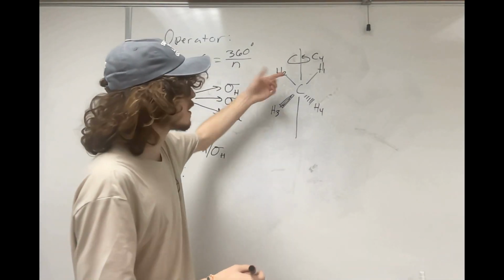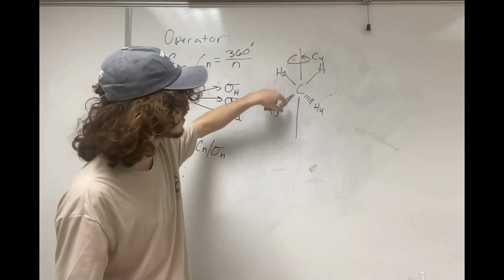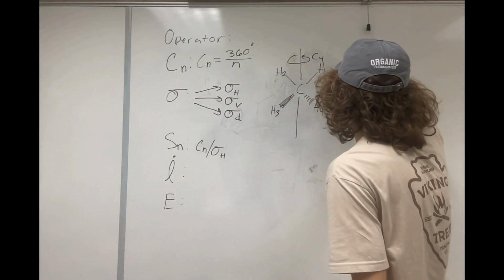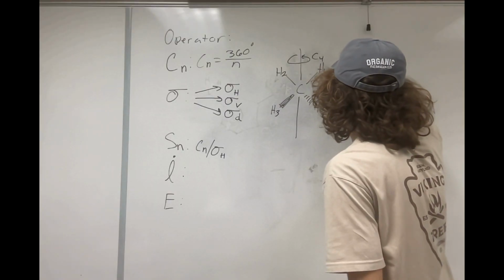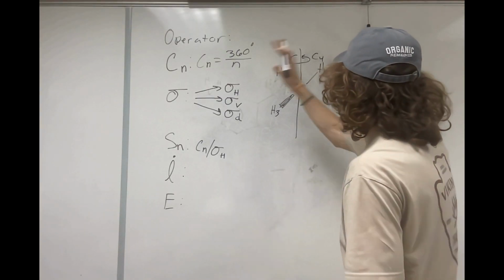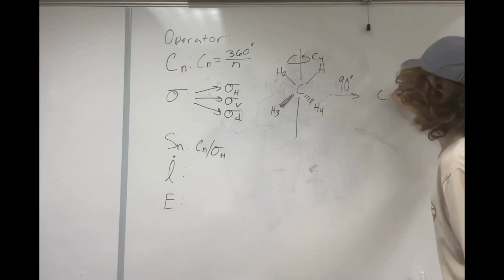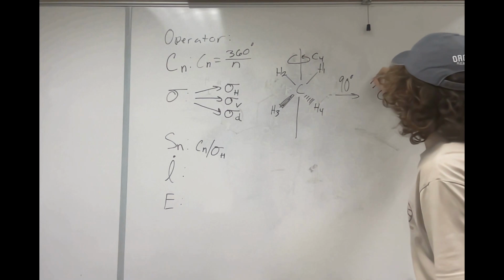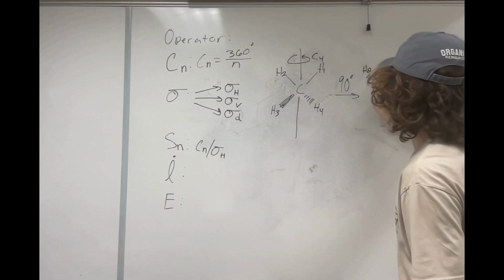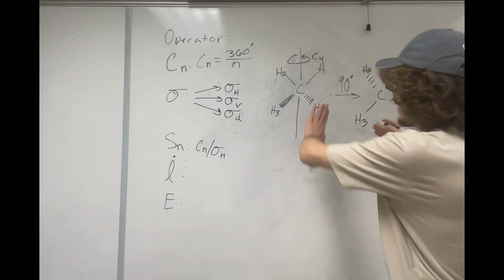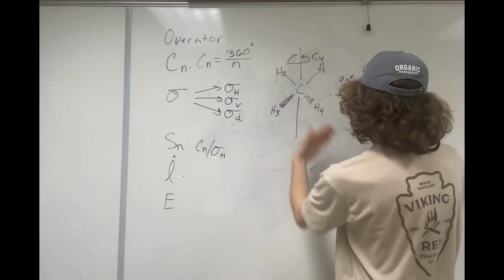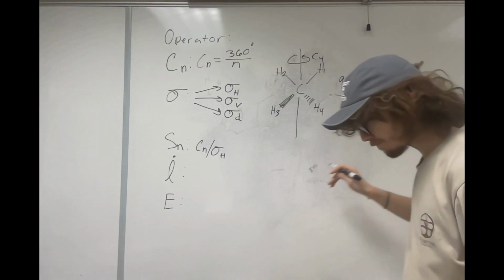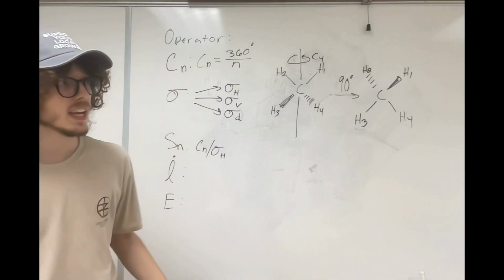So notice what happens when we rotate. So this is H1, H2, H3, H4. When we do one rotation of C4, which is a 90-degree rotation, let's say we bring it this way, clockwise, we're going to notice that H1 comes to the front, H2 goes to the back, H3 now is coming out, it's now in the plane of the board, and so is H4. So notice that. It's not symmetrical.